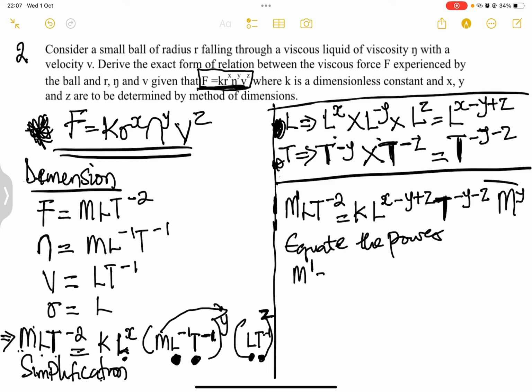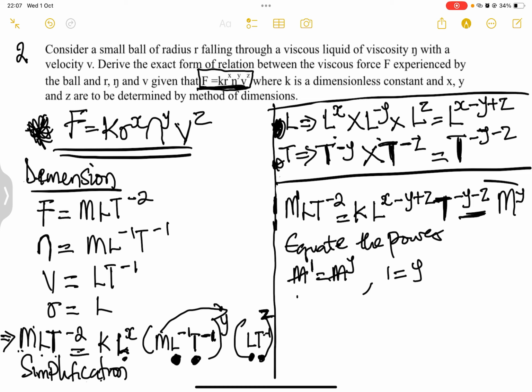We're going to do M raised to power 1 is equals to M raised to power y. So at this point, the base will cancel. We have our y, we cancel out the bases, we have y is equals to 1. That's nice.